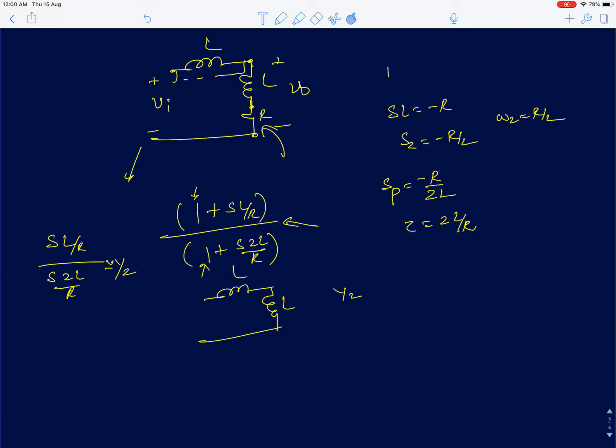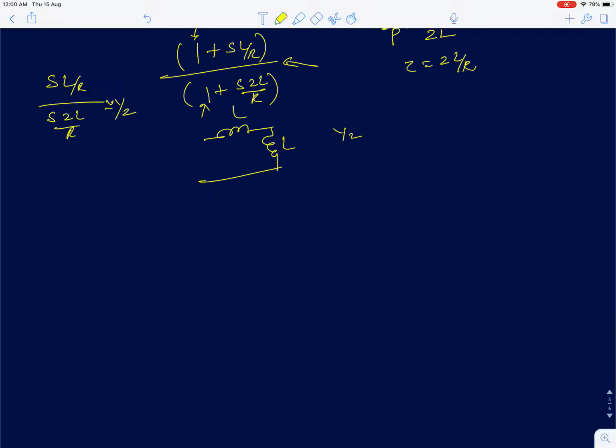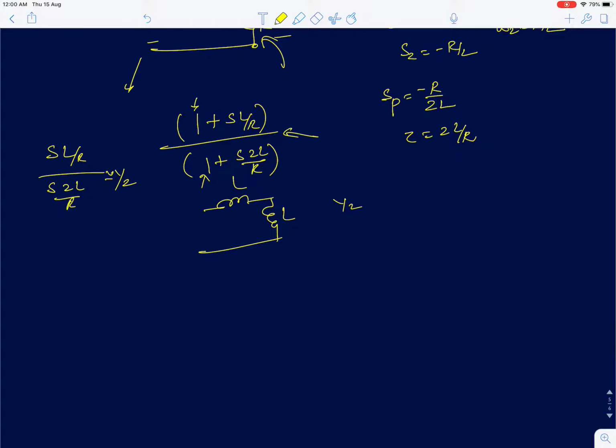And you can easily draw the Bode plot. We have already discussed that for this. So here in this circuit the zero occurs at R by L and the pole occurs at R by 2L. You can actually draw the transfer function once you know the pole and zero locations. That's it.